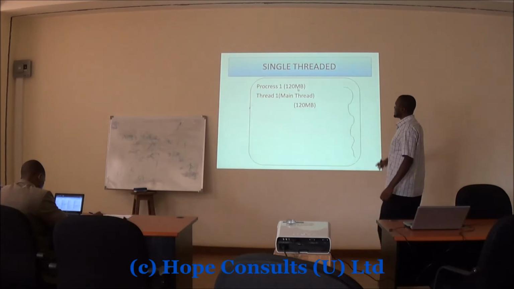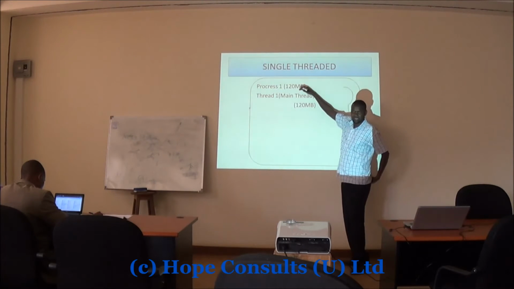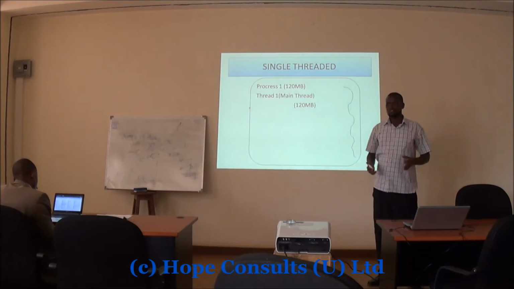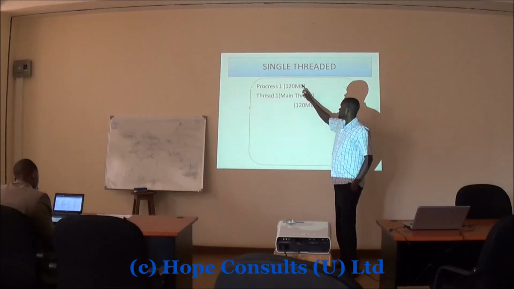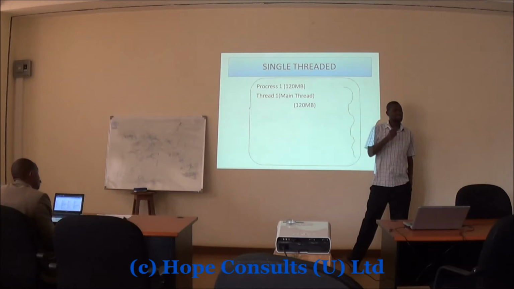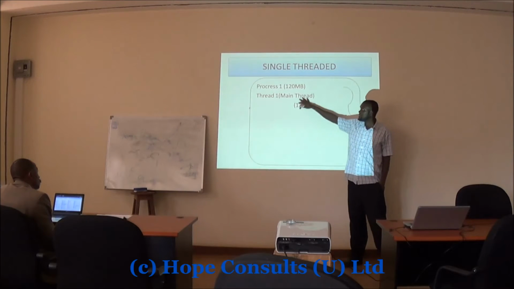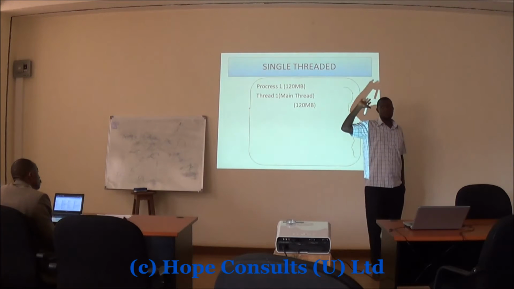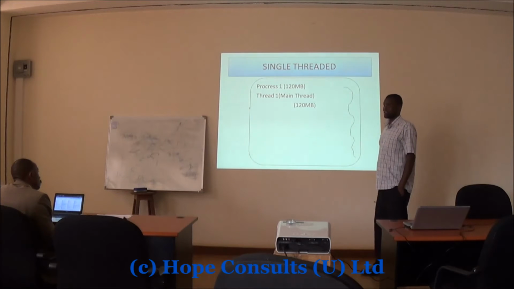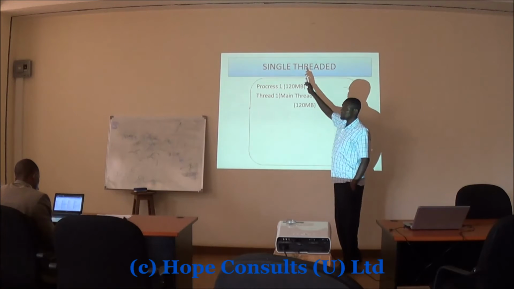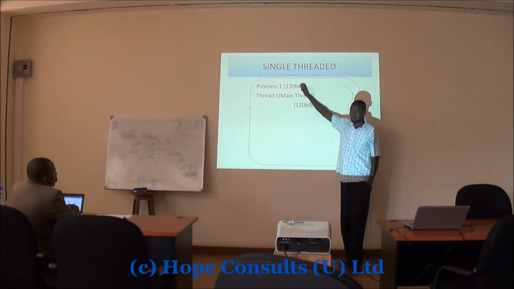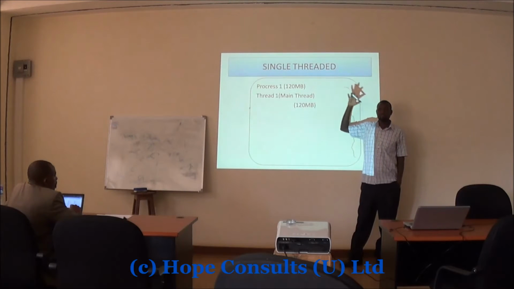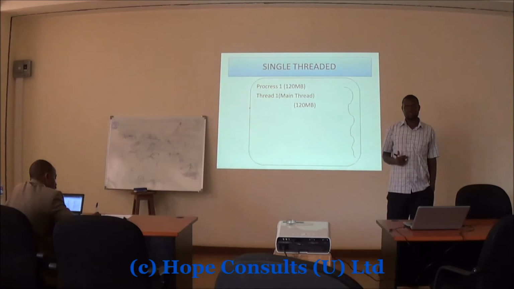So this is how a single thread application would look. You have a process, number one. Maybe it's an SQL server, maybe it is an application that you developed, and it's been allocated 120 MB. If it is a single thread, then the main thread, which is the thread associated with this process, will have access to all the memory that this application has been given. That is, if the process has been allocated 120 MB, the thread will also access 120 MB. This is for single thread applications.